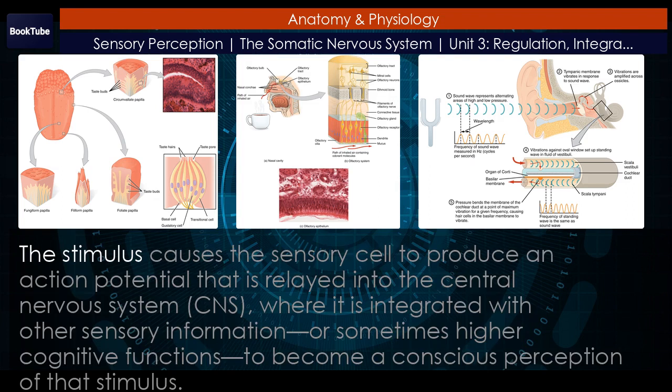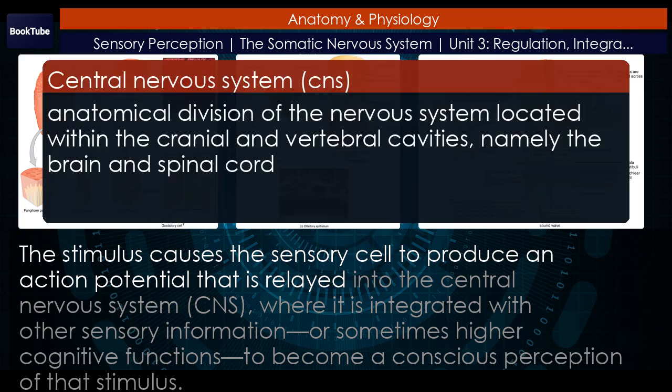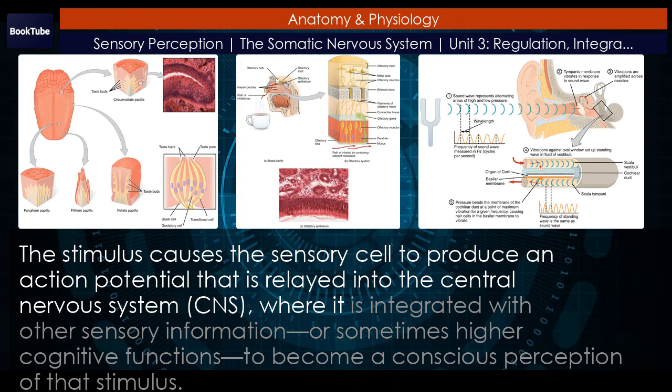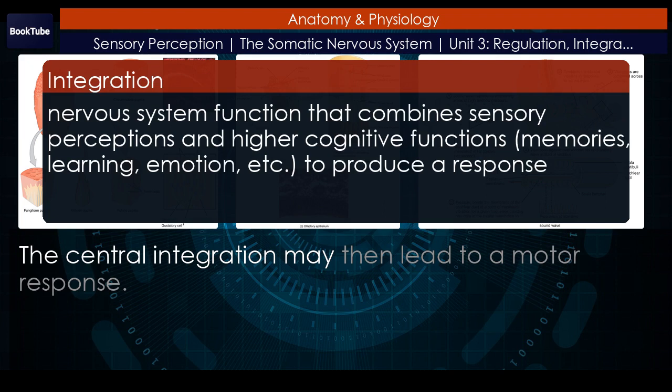The stimulus causes the sensory cell to produce an action potential that is relayed into the central nervous system, CNS, where it is integrated with other sensory information, or sometimes higher cognitive functions, to become a conscious perception of that stimulus. The central integration may then lead to a motor response.